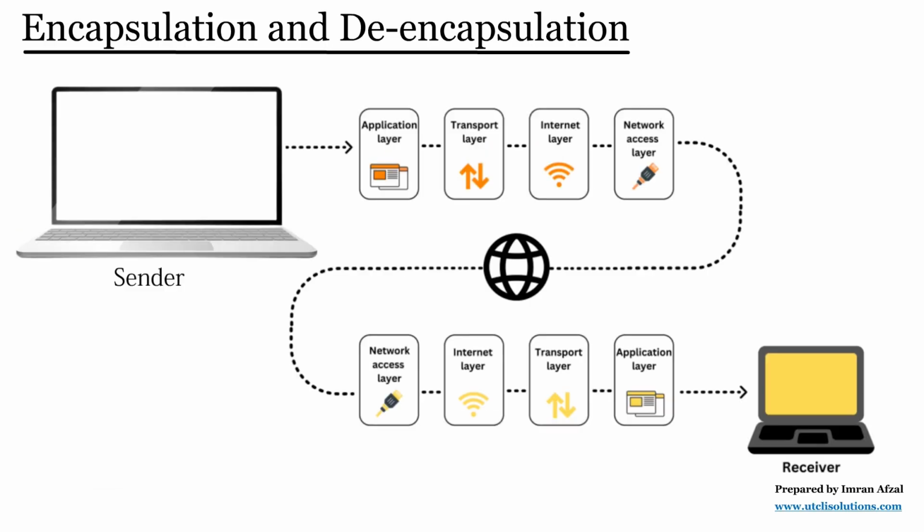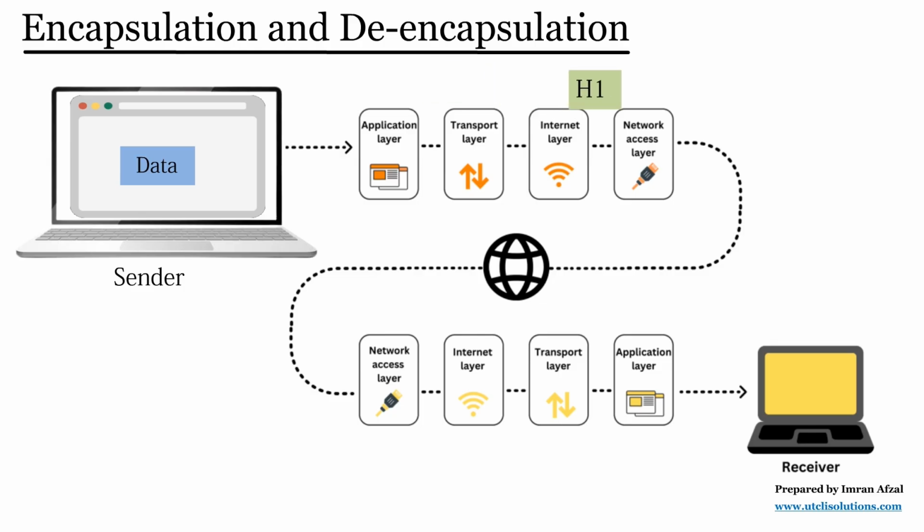Let's begin with a basic scenario. A user opens a web browser and requests a web page. The browser creates a message that needs to be sent to a web server. This message passes through the layers of the TCP/IP model. At each layer, specific information is added to help with delivery, routing, and error checking.